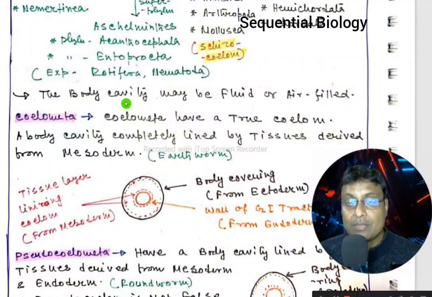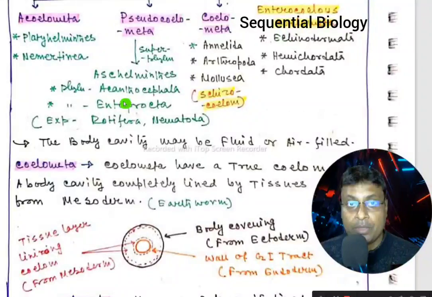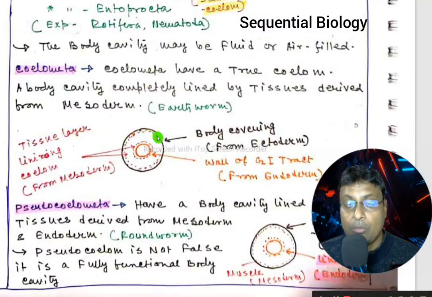The organisms which have no cavity between the body wall and the gut wall are usually known as acoelomata. Platyhelminthes and Nemertinea are acoelomate because they have no cavity between the body wall and the gut wall. Now let us look at the structure of a coelomate, or true coelomate.